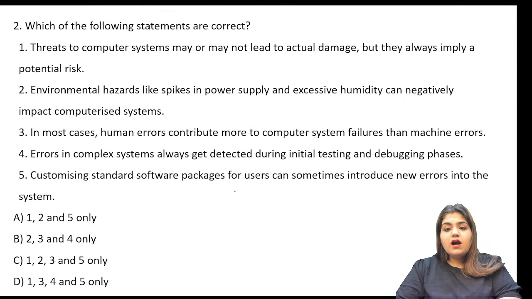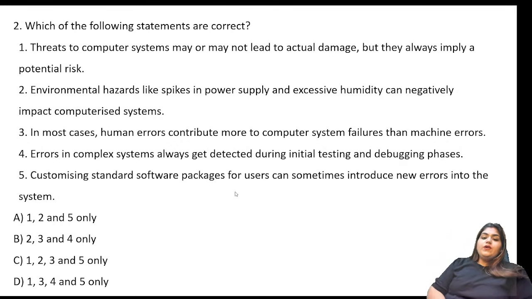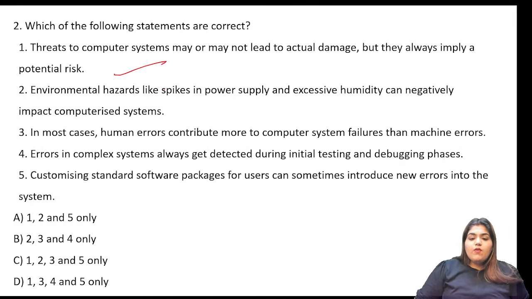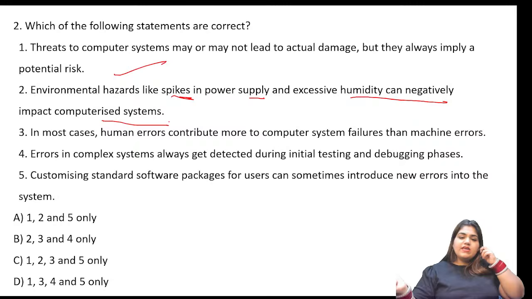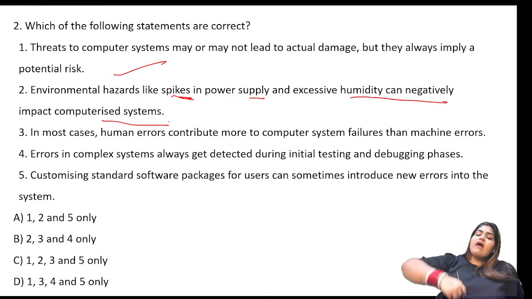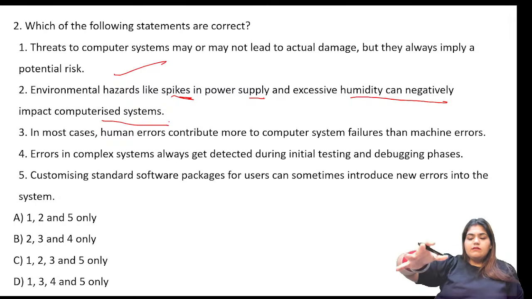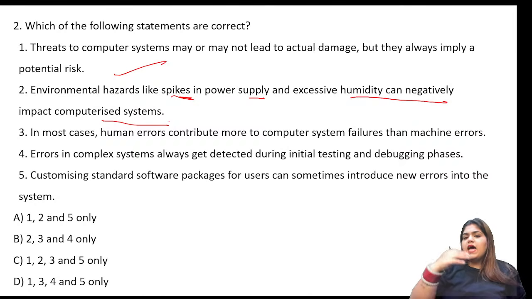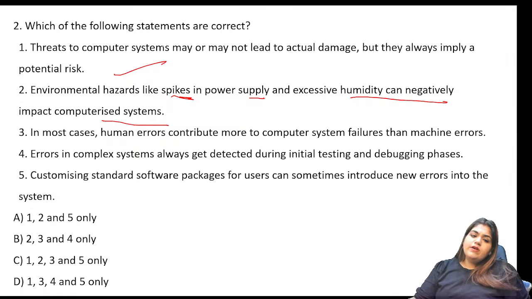Which of the following statements are correct? Threat to computer system may or may not lead to actual damage, but they always imply a potential risk. Yes. Environmental hazards like spikes in power supply and excessive humidity can negatively impact the computerized system. Yes, the light can go off suddenly, if the supply fluctuates randomly or there is a high voltage or there is a human error, the laptops can get damaged. There can be faults in the computers and the printers and the data that we have. So statement number 2 is incorrect.